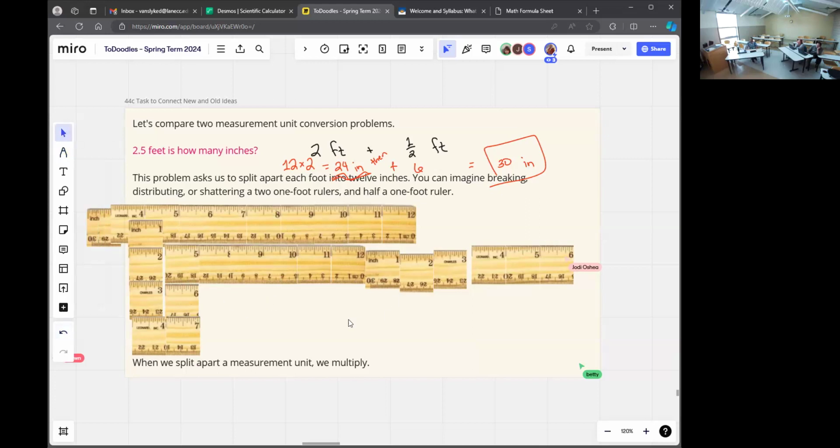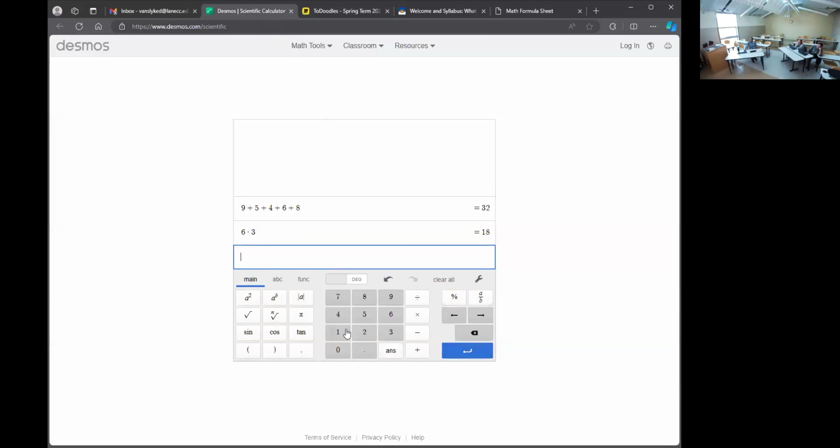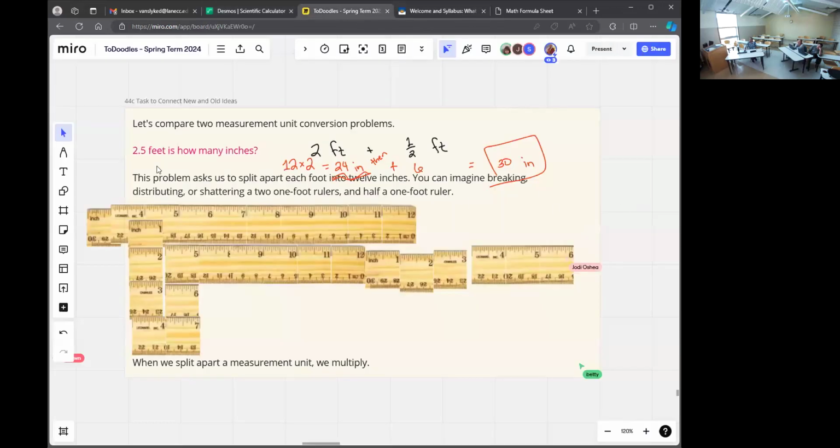So you can always do these by trying to draw pictures, although that's a little slow. It's faster to just do 12 times 2 is 24 for the 2 foot part, and then 6 more for the half a foot part. You could also do 2.5 times 12 all at once and get 30. If that makes sense.